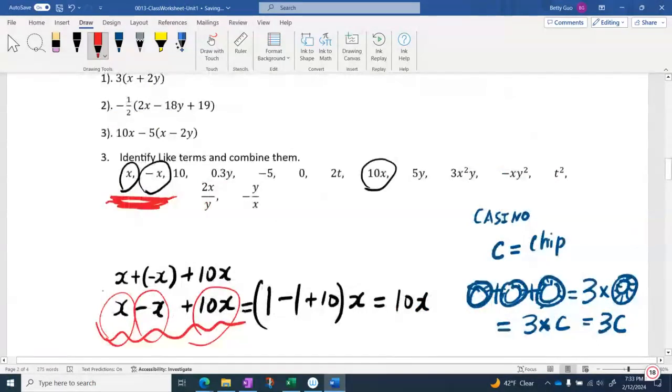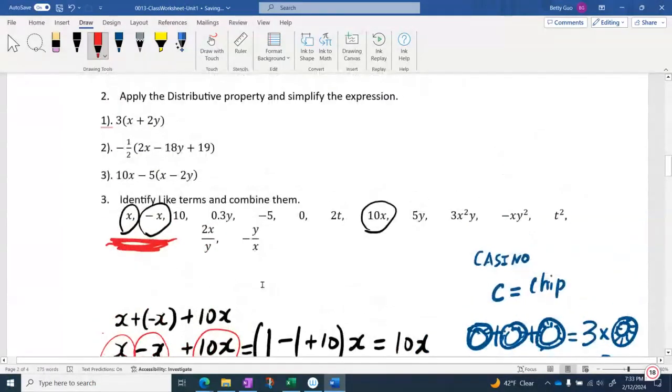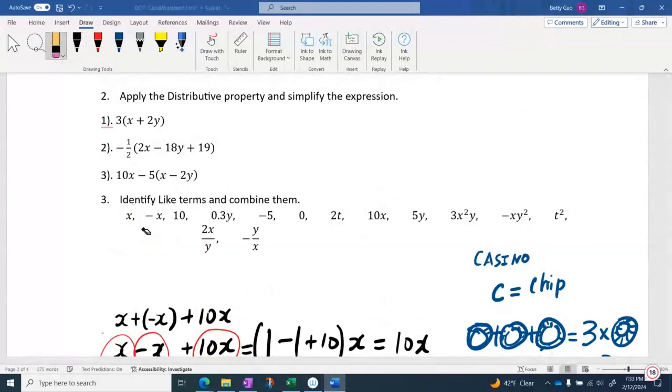And let's go back to number 3. We identified those 3 are like terms. Let's explore other types of terms. Let me use a color. Let me actually erase those. We're done with those 3. Let me use a red color. Let me pick 0.3y. Do we have a term that is a like term of 0.3y here?